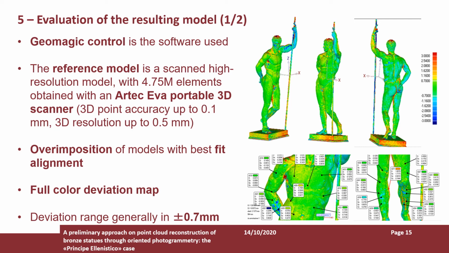By this, we could obtain a full color deviation map reported in the pictures, where we can highlight deviations and possible holes. We can see that in the majority of the zones, the deviation is limited in a range of minus 0.7 millimeters and plus 0.7 millimeters, the green zones in the pictures. As expected, the zones outside this range are those judged complex previously.